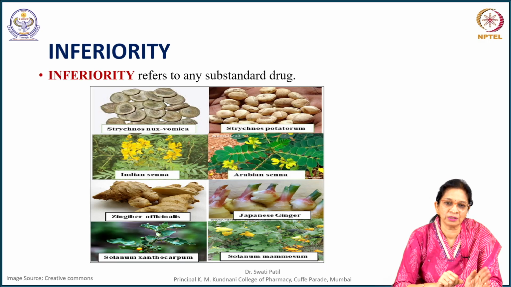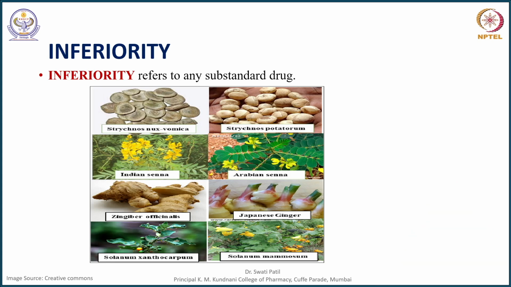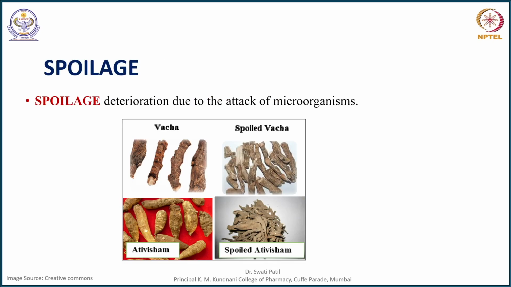Zingiber officinale with Japanese ginger, Solanum species with other Solanum mammosum instead of Solanum xanthocarpum species. So, the atropine content, the alkaloidal content is different in both the drugs. This is mixing with substandard quality drugs.